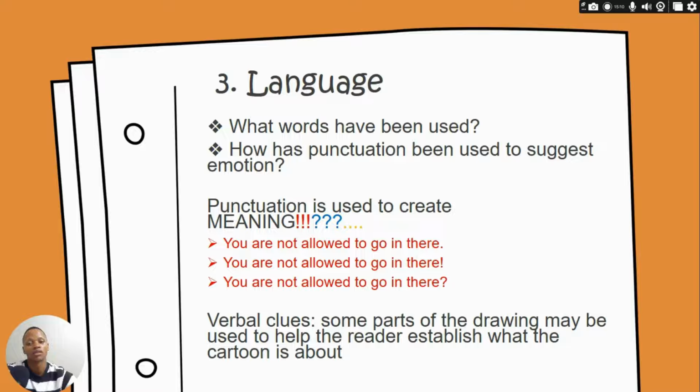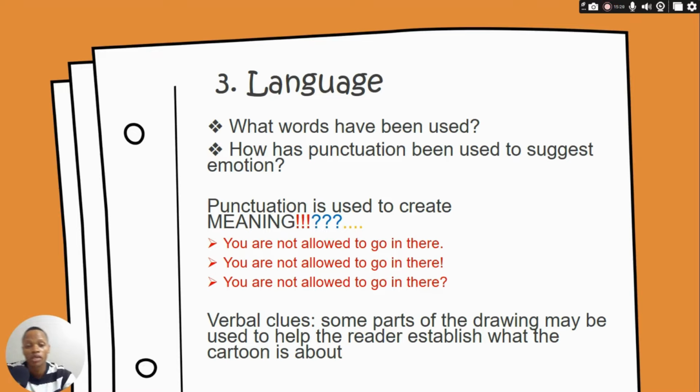What is it that they are saying, the language being used there? What words have been used? How has punctuation been used to suggest emotions? For example, if you see an exclamation mark, it could be excitement, it could be a shock, and so on. So, punctuation is used to create meaning.